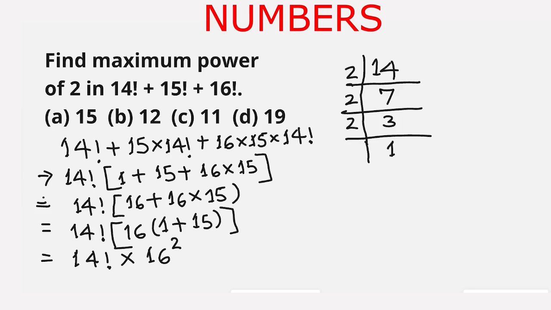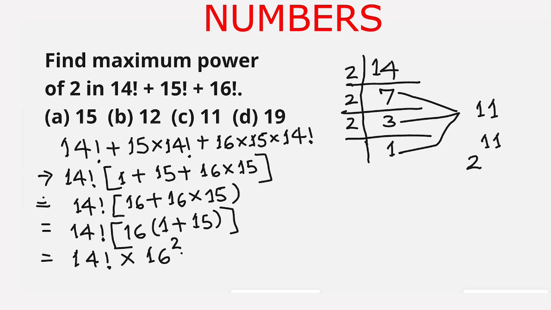So this gives us the power of 2 equal to 7 plus 3 plus 1 is 11, and that is the power of 2 in 14 factorial. This gives us 2 to the power 11, where 11 is the maximum power of 2 in 14 factorial.